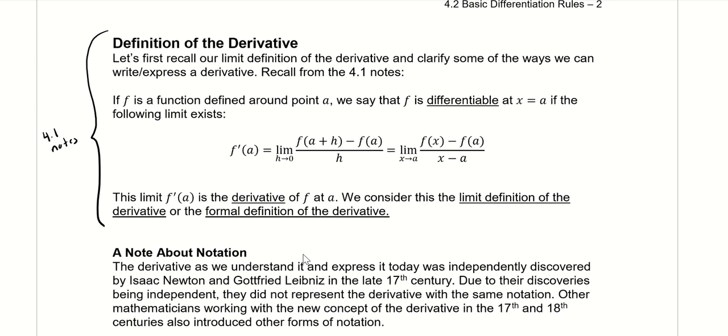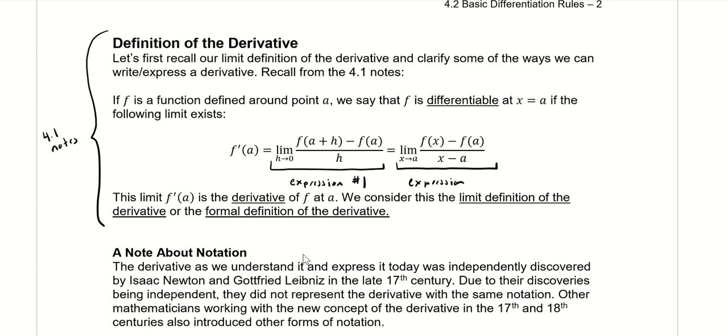So remember, if we have a function defined around some point a, we say that function is differentiable. We can calculate its derivative at a if that limit exists. So this was expression 1 of that limit definition of the derivative from the previous set of notes. And this was expression number 2. They will get you the same thing.